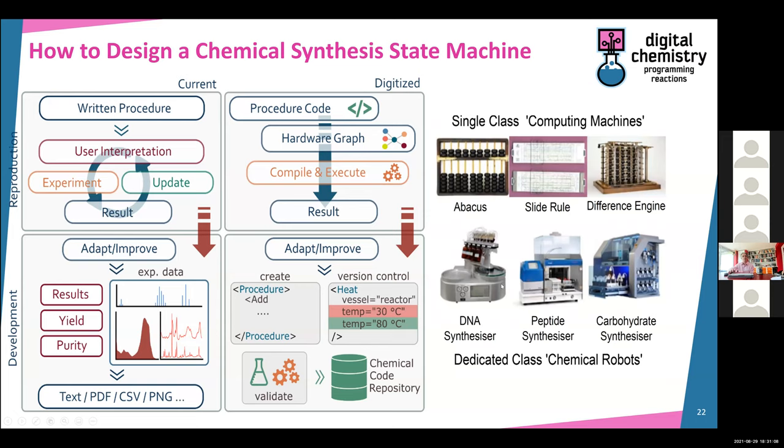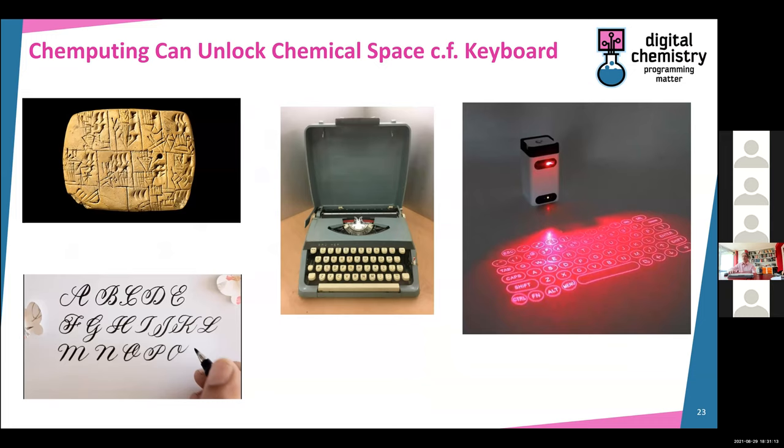Before we did that, we had to work out how to develop a new type of physical building of molecules, and we call this chemputation. Chemputation is like computing. It is the concept of turning code into molecules. And to do this, we needed to make a language.